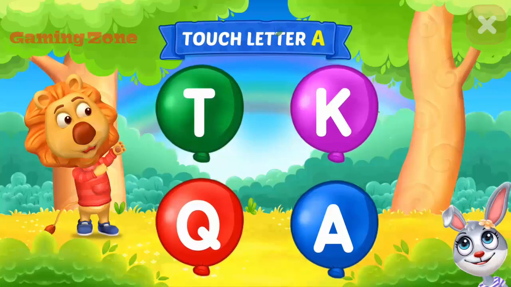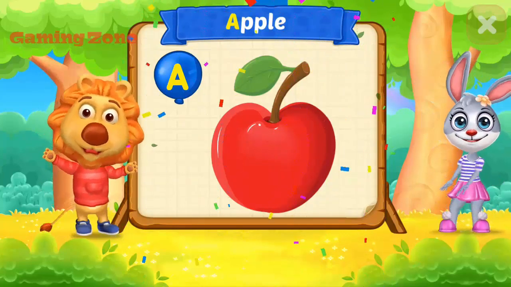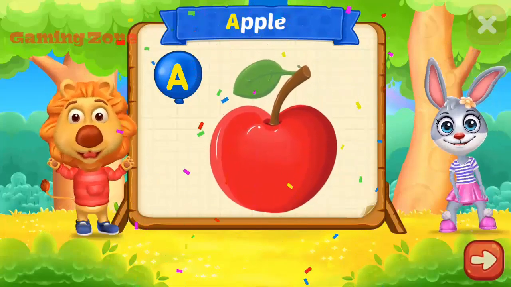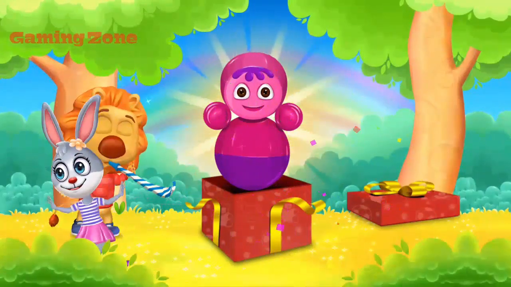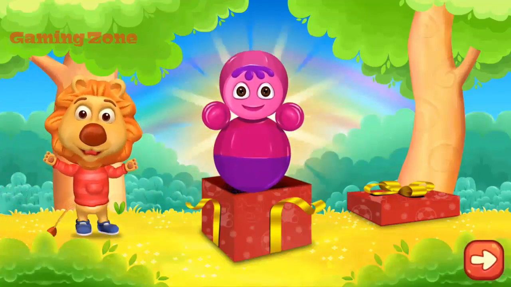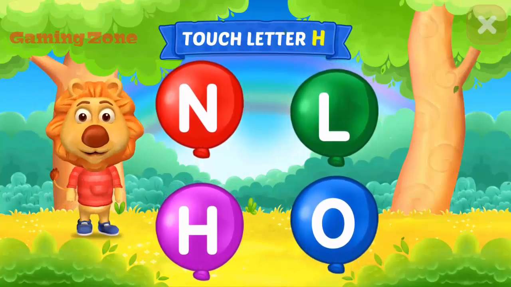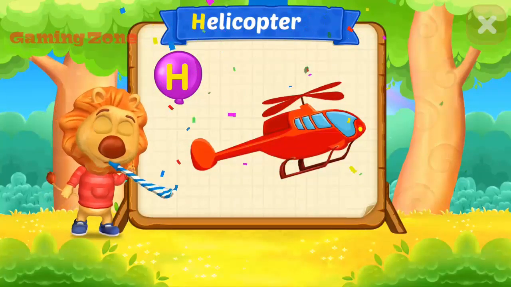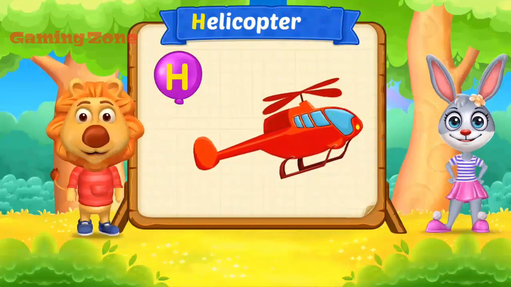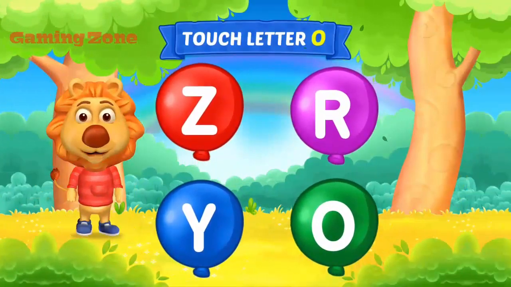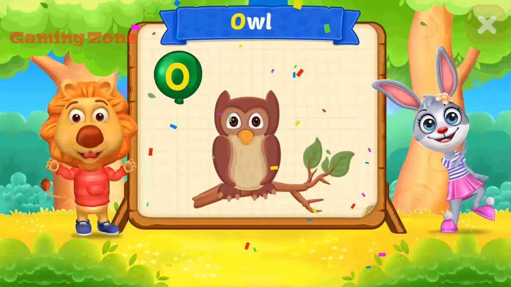Touch letter A. Touch letter H. H is for helicopter. Touch letter O. O is for owl.